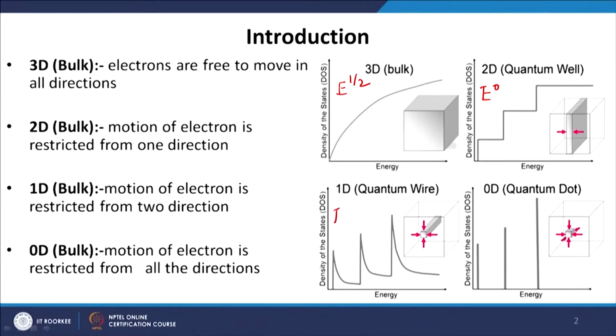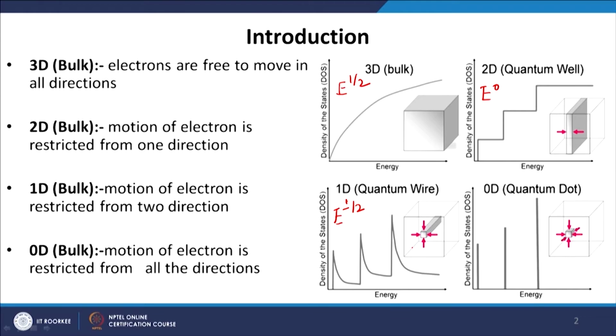Now, in one dimensional material, motion of electron is restricted from two directions. So, that means electrons are now free to move in only one dimension. In that case, the density of state is proportional to E to the power minus half or 1 over square root of E. And if we plot the density of states versus energy for a one dimensional quantum wire, it looks like this graph.